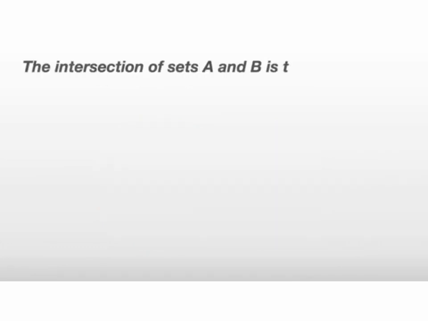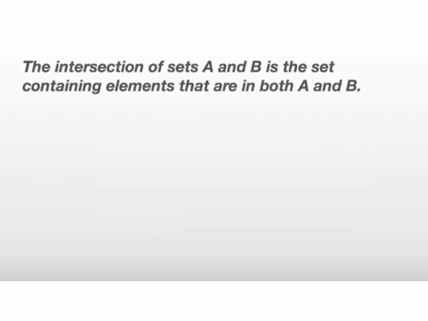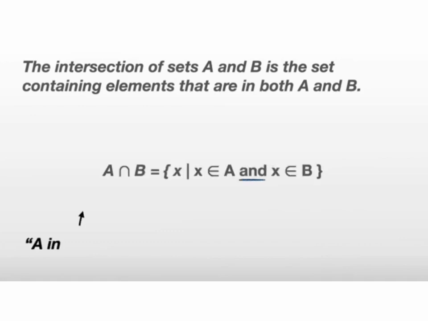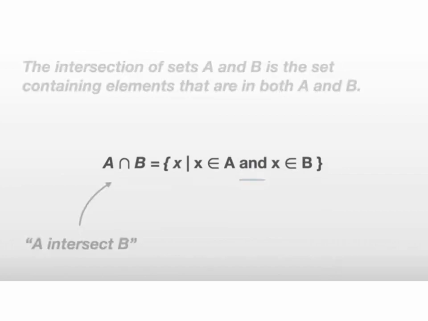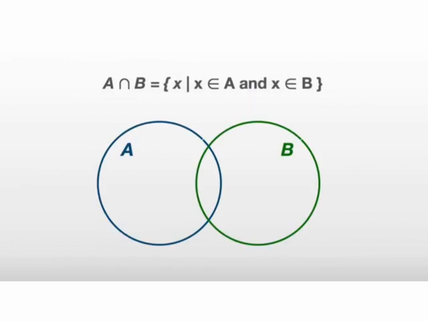The intersection of the sets A and B is a set containing elements that are in both A and B. The intersection of A and B, or A intersect B for short, is symbolized with an upside down union symbol and is formally defined as X such that X is in A and X is in B, the word AND being the most important bit. If the elements of the intersection must be in both A and B, then we're talking about the overlapping part of the Venn diagram.